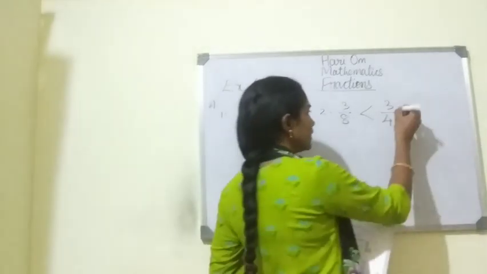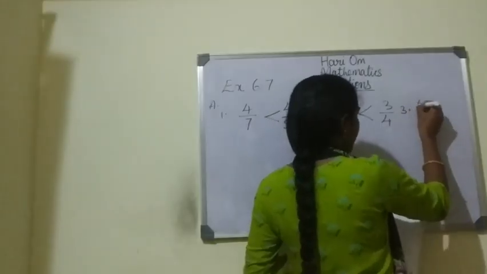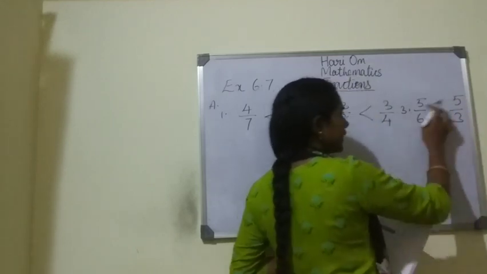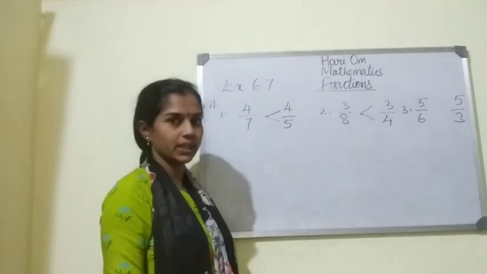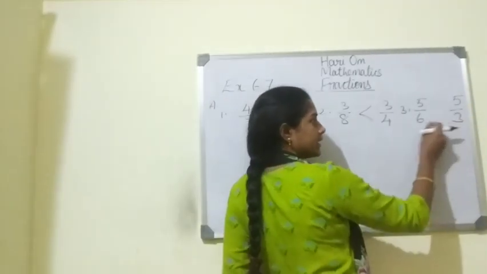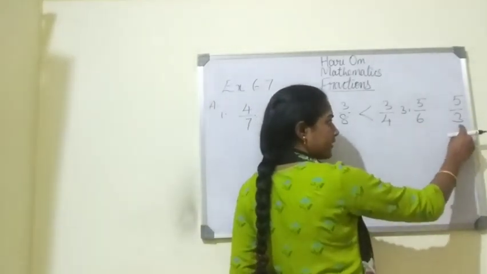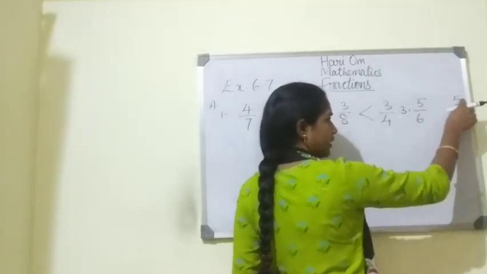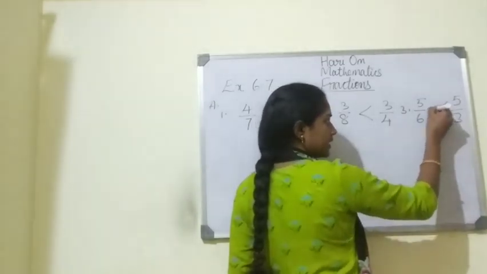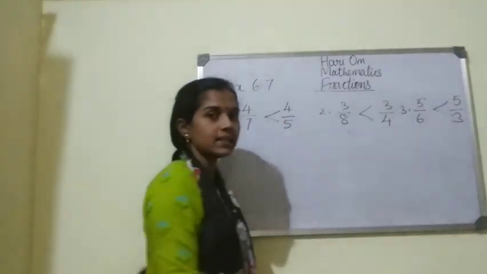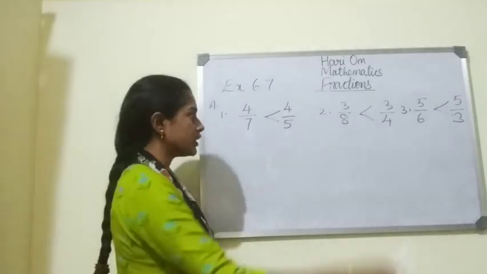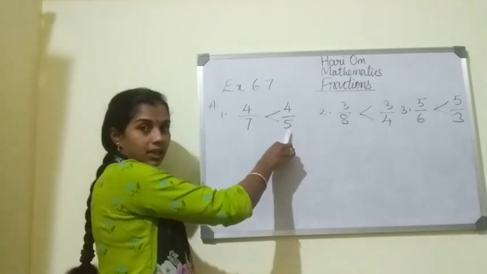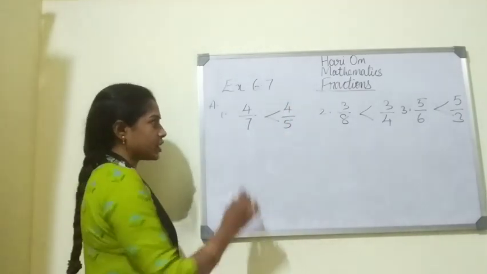Okay. Third one, 5 by 6 and 5 by 3. Again, we have the same number in the numerator, 5. In the denominator, 6 and 3. 3 is the smallest one. So the smallest number in the denominator gives the greatest fraction. So 5 by 3 is the greatest fraction. Understood, children? If we have the same number in the numerator, the denominator which has the smaller number is the greatest fraction.